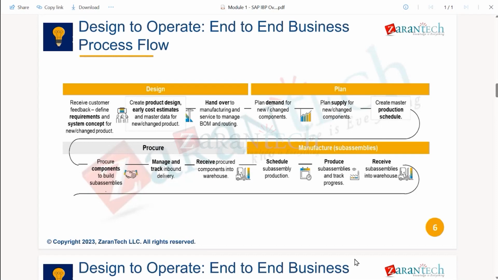The next stage is manufacture. Manufacture is the execution of a production plan. Whatever is released, if all the material is in place, then as per the plan the manufacturing process starts, or the sub-assembly process starts, and the products are produced. Once the products are produced, they are shipped to the warehouse, and from there distributed to the customer on time. So in a nutshell, this is how the design to operate process works for any organization.